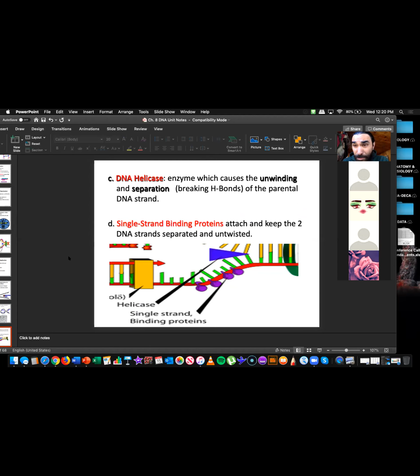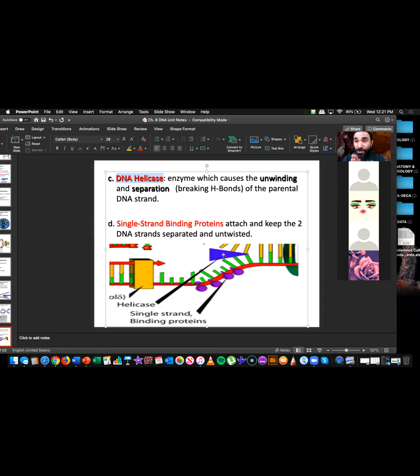What was the name of that split again? What was the name of the little opening? Fork. The fork, right? It's called the fork. The name of the enzyme that causes it to fork or split is called DNA helicase. DNA helicase, which you can see in this picture right here, it's this little blue triangle. This little blue triangle, what it does is it causes the DNA to open up.